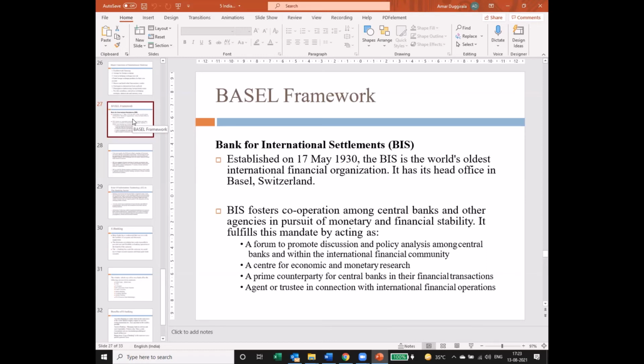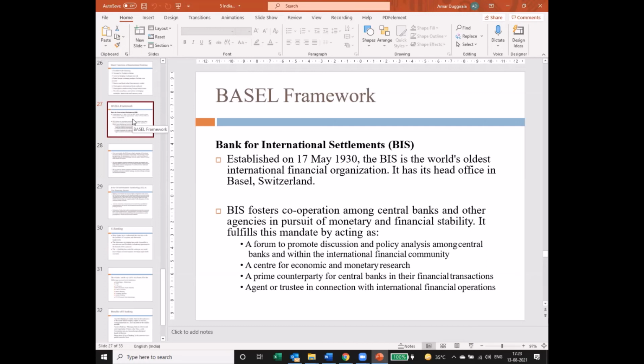across the globe who advise against price rise, inflation of prices, inflation, deflation, recession, depression, economists. All these people came together to form a forum called the Bank for International Settlements. Right? A prime counterparty for central banks for their financial transactions.